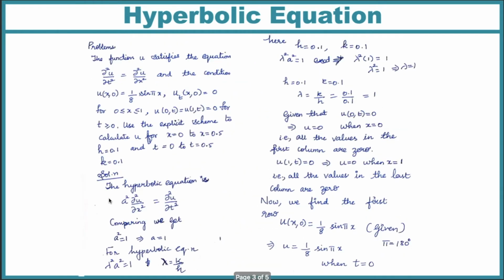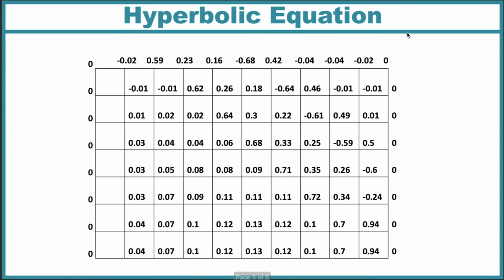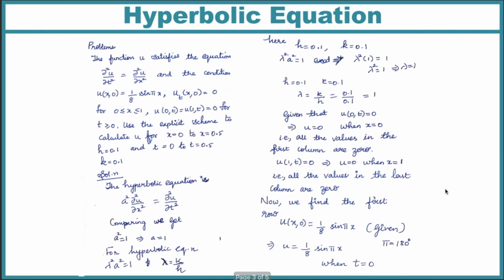Next, u of 1 comma t equal to 0. What does it imply? u equal to 0 when x is equal to 1. That is, all the values in the last column are 0. So what is the next one? That is what we have found: the first column and the last column.